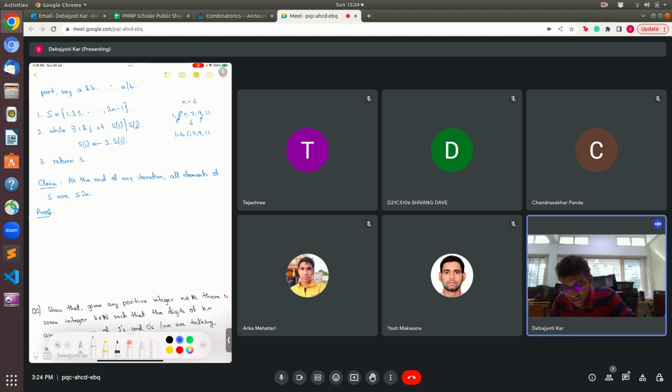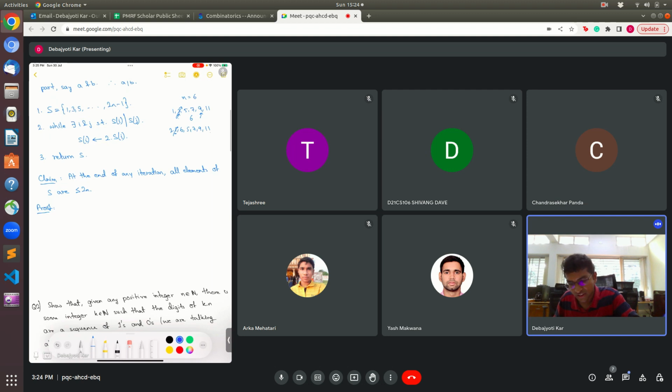Now again, for example, this 1 is dividing all the other numbers. So what I am doing, I am just throwing away 1 and instead I am picking 2. So now my new sequence is 2, 6, 5, 7, 9, 11. Now again I see that 2 is dividing 6. So I am throwing away 2 and instead I am adding 4. So now my new sequence is 4, 6, 5, 7, 9, 11. And now we see that in this sequence no number divides any other number. So this is a valid sequence that we want.